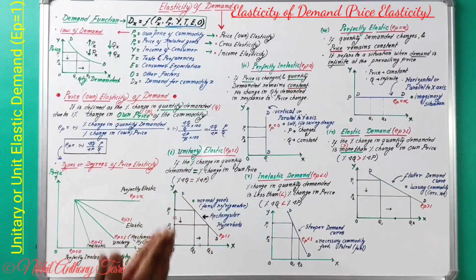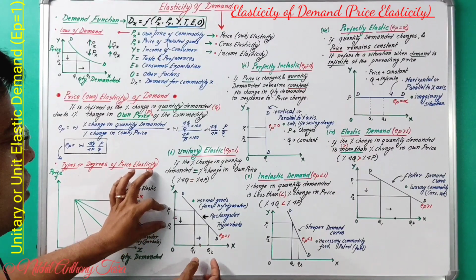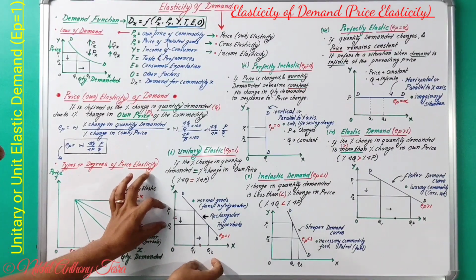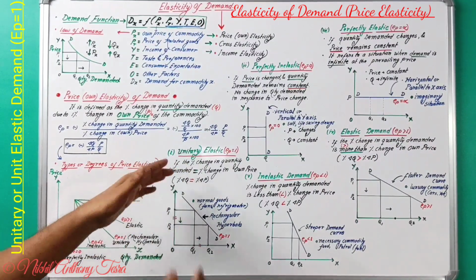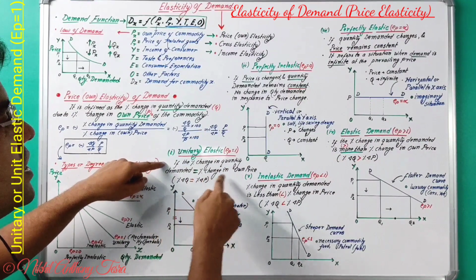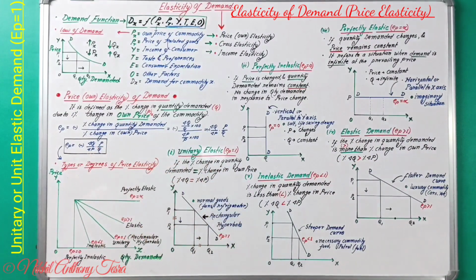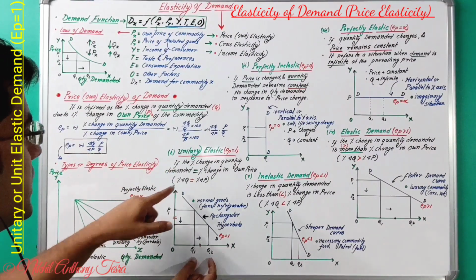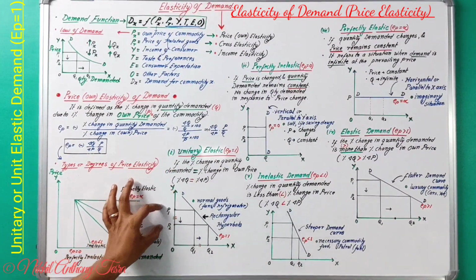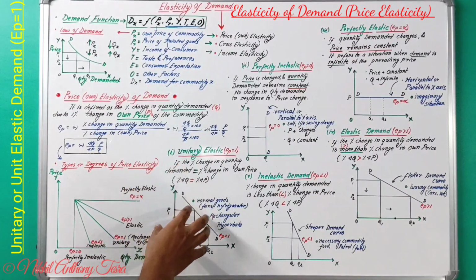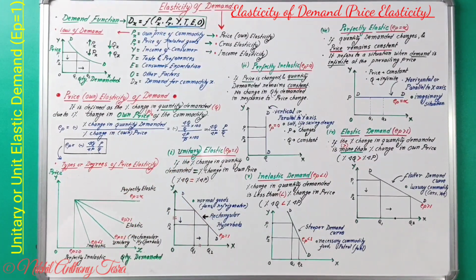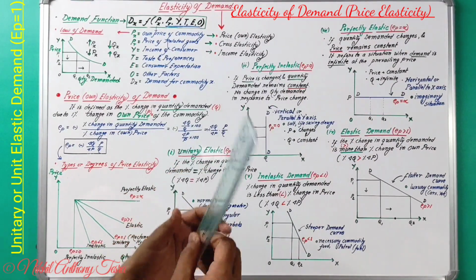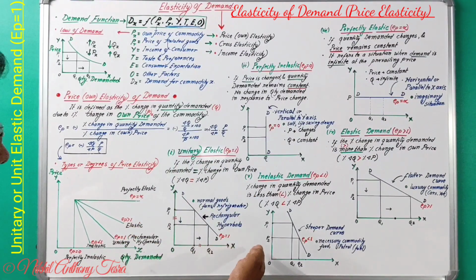Okay friends? But the percentage change in price is equal to the percentage change in quantity demanded. If the percentage change in quantity demanded is equal to the percentage change in own price, it is defined as unitary elastic. I repeat, in that case we consider that the DD demand curve is unit elastic or unitary elastic. Friends, let's draw the picture. This is the x-axis, this is the y-axis. On this axis we show quantity demanded, on the y-axis we show price.